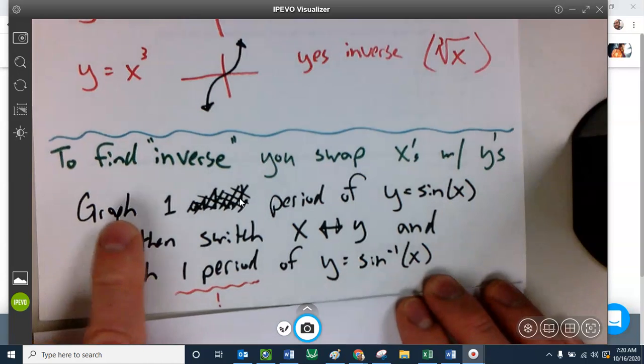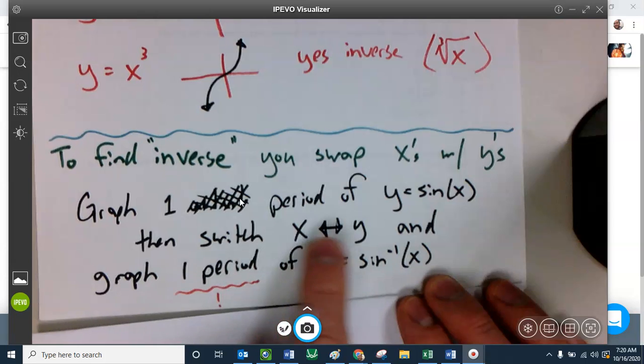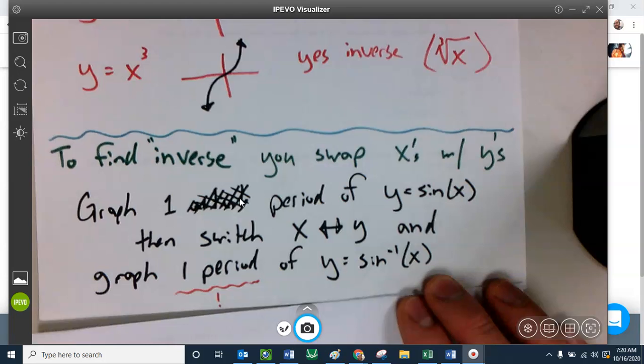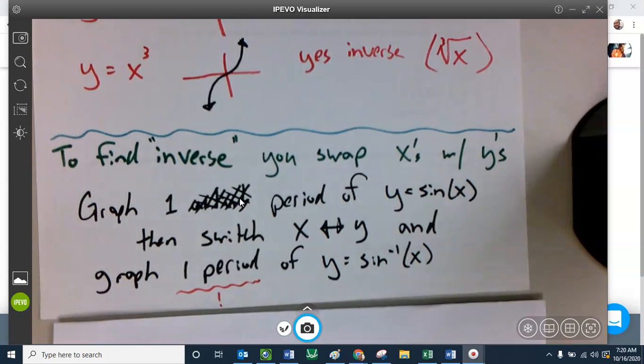So what I want you to do is make a table, graph one period of y equals sine x. That's easy enough. We've done that. I want you to flip-flop the x's with the y's, and then plot those points and connect them as you go. It's weird to call it one period, and you'll see why when you start doing this, but we're going to look at one period, and I'm making quotation marks with my fingers, of inverse sine of x. Okay? Hit pause, try it out. Okay, we're back.